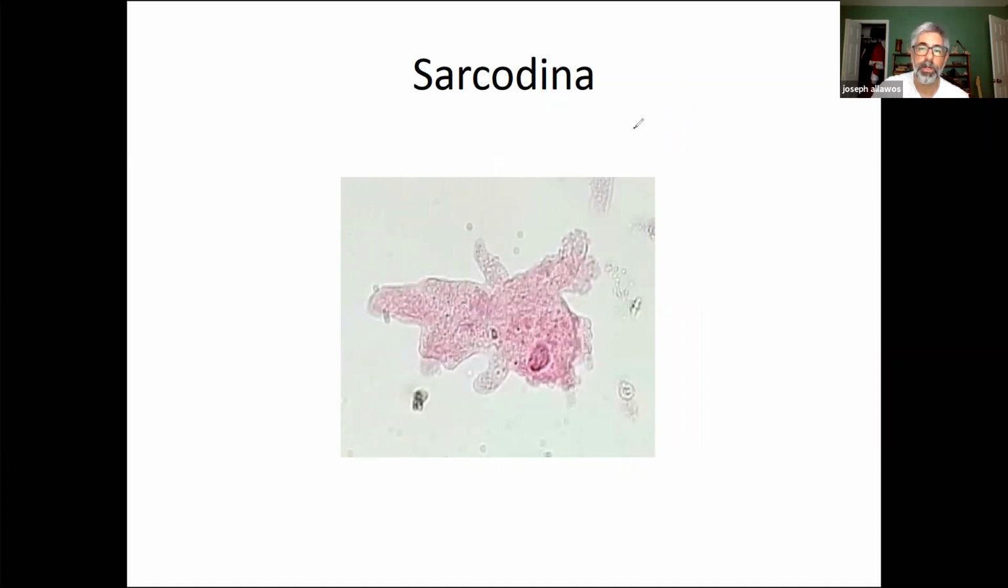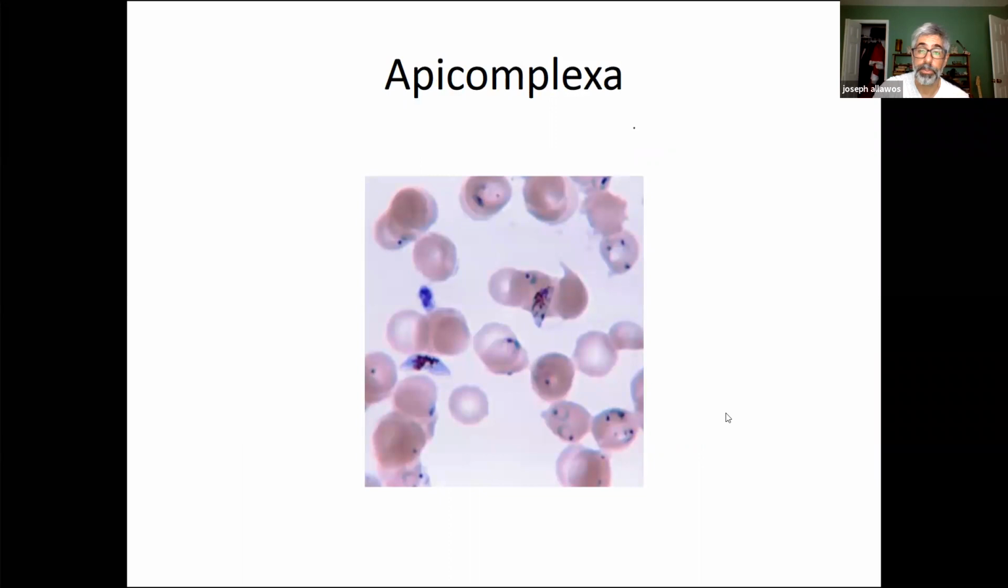So those are the sarcodines. Now the last group is called the apicomplexa. And the apicomplexa is non-motile. They don't have a way of moving, which is kind of interesting if you think about it. And they're also obligate parasites.